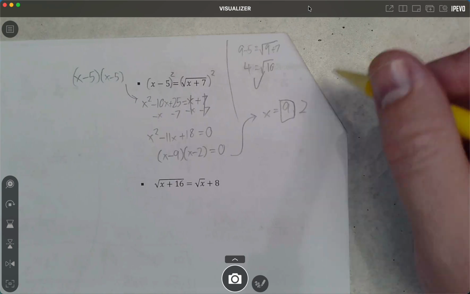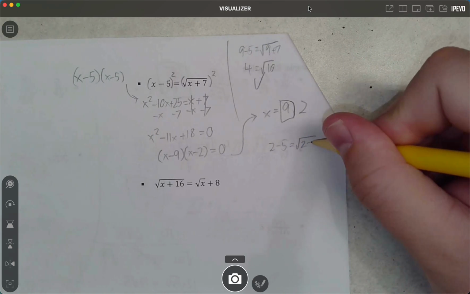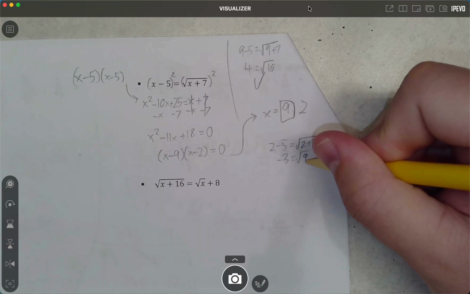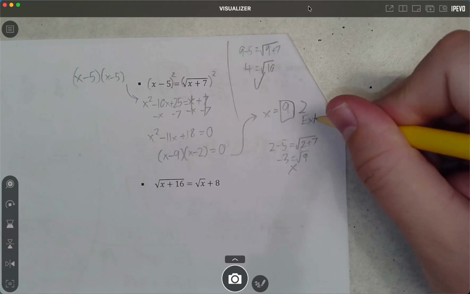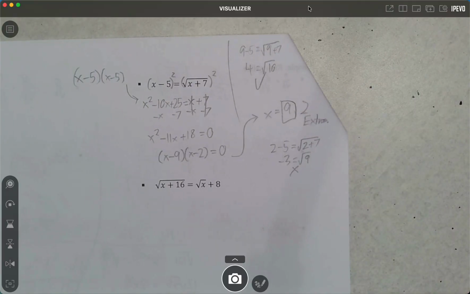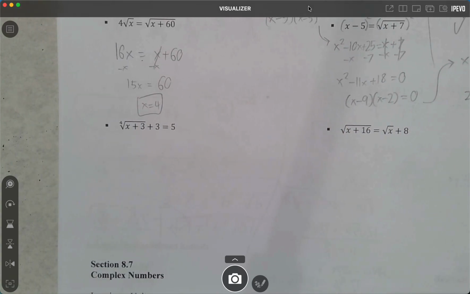I guess a little underneath, I'll deal with 2. So 2 minus 5 should be equal to the square root of 2 plus 7. But that's negative 3 over here is equal to the square root of 9. And that's not true. So 2 is extraneous, but 9 was the true solution. So now we see that there is a reason that we say we do need to plug our answer back in and ensure that it actually works in the original.